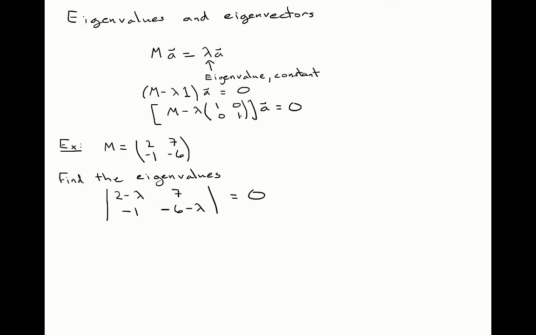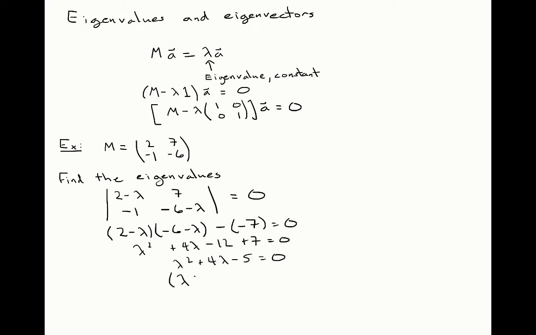And basically that comes from this equation. If the determinant of this equals 0, this equation will be true. So this is our matrix with minus lambda on the diagonals. Okay, so we need to calculate our determinant. So that's 2 minus lambda, minus 6 minus lambda, minus 7. So we can do our algebra, multiply this all out.